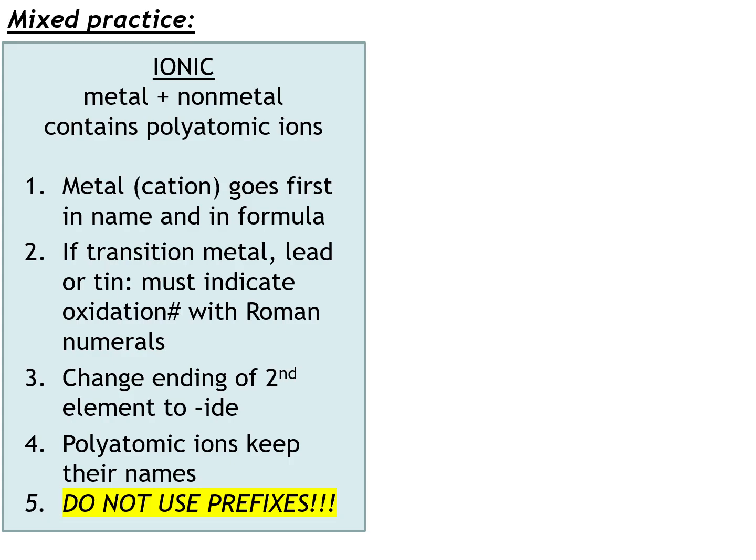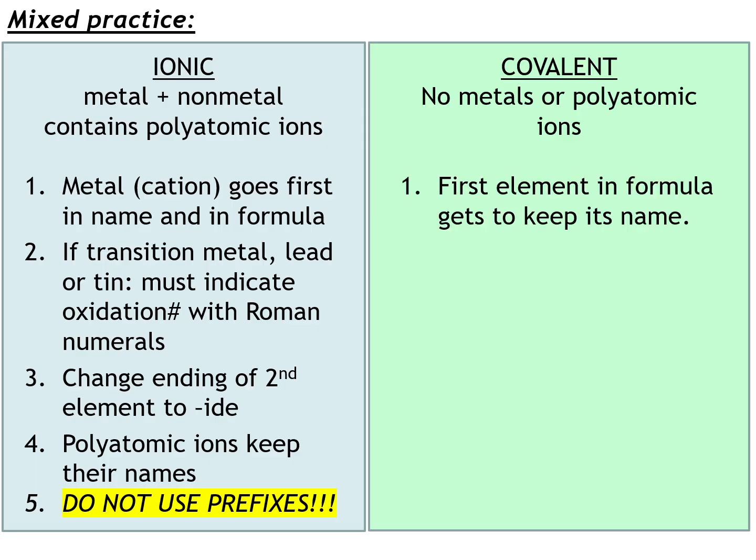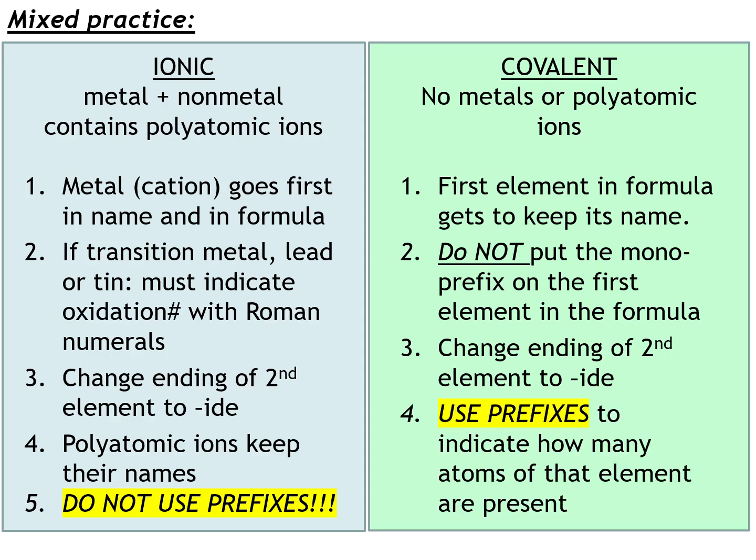And you do not use prefixes with ionic compounds. Once students learn about the prefixes, that's the only thing they want to use. So make sure, if you remember, if you're talking about an ionic compound, do not use prefixes. So covalent. So you have no metals or ions present. So just like before, the first element gets to keep its name. You don't use mono on the first element if there's only one of them. The only time you use mono is when it's for the second one. Change the ending of the second element to IDE. And this is where you are allowed to use prefixes.